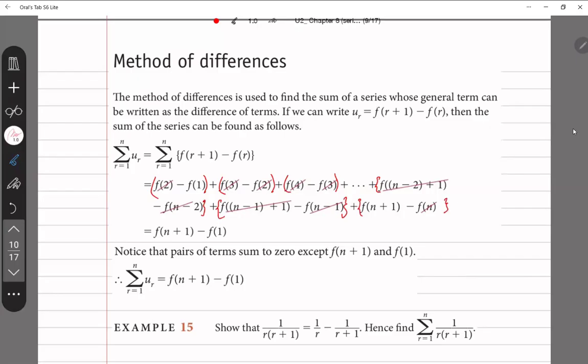Now, if you observe, you'll notice that you have positive f(2) and you have negative f(2), so that zeroes out. You have positive f(3) and negative f(3). Therefore, the assumption is that if you have positive f(4), you're going to have negative f(4). So all of the terms are going to zero out.